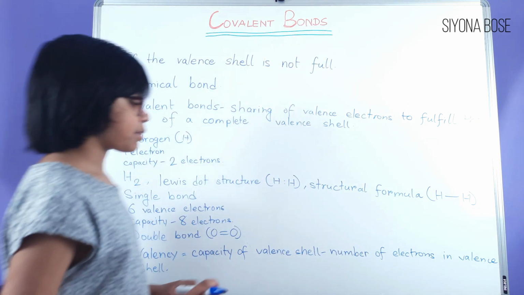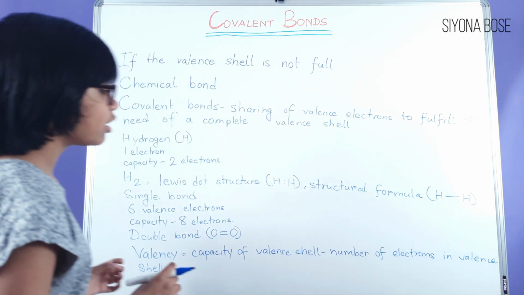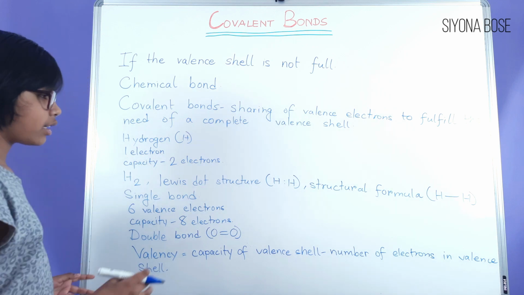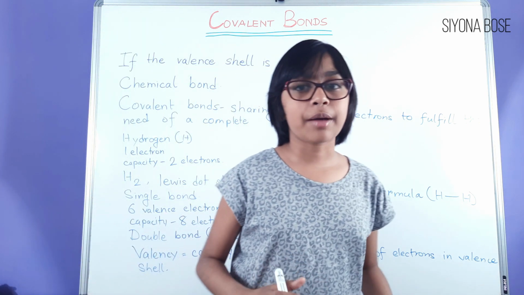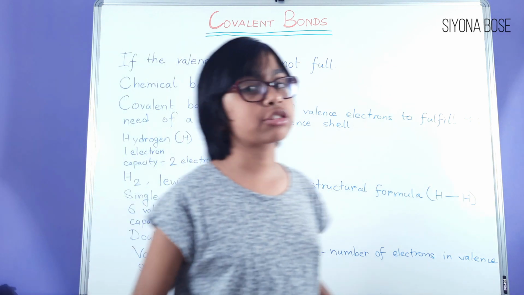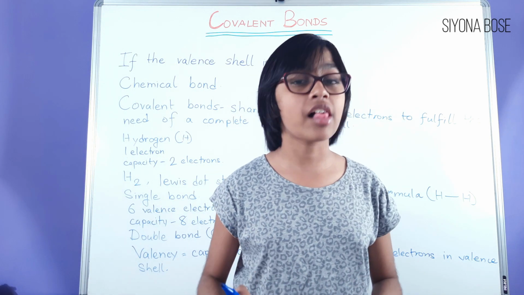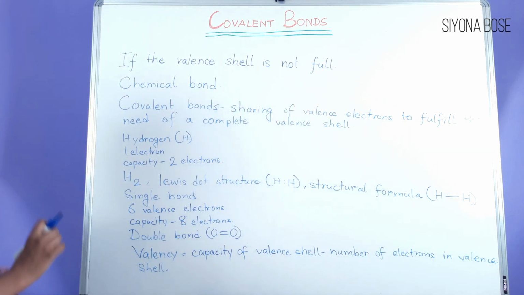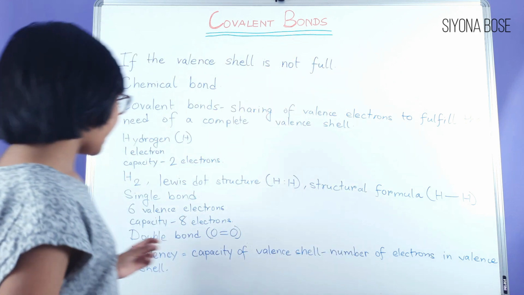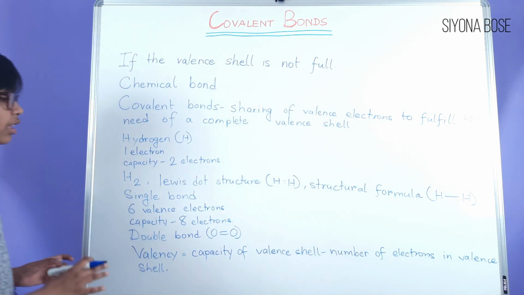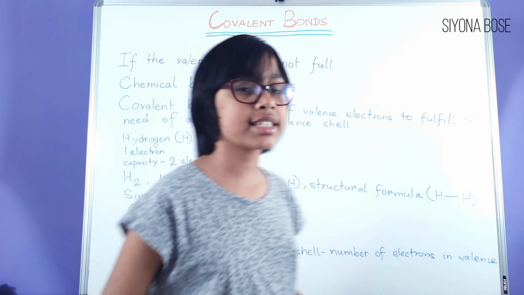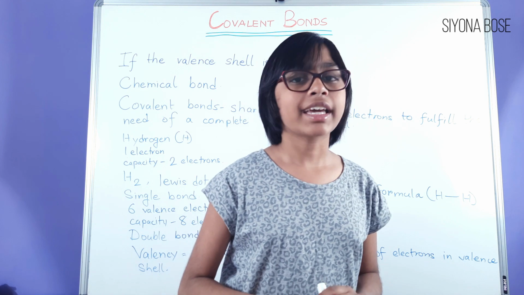And valency is basically the capacity of the valence shell minus the number of electrons in the valence shell. Two examples: nitrogen, whose capacity is 8 electrons and which has 5 electrons in the valence shell, so 8 minus 5 gives 3 as the valency of nitrogen. For oxygen, again the capacity is 8 electrons, and the number of valence electrons is 6, so the valency is 8 minus 6, which is 2. Now you may take a look at the board.